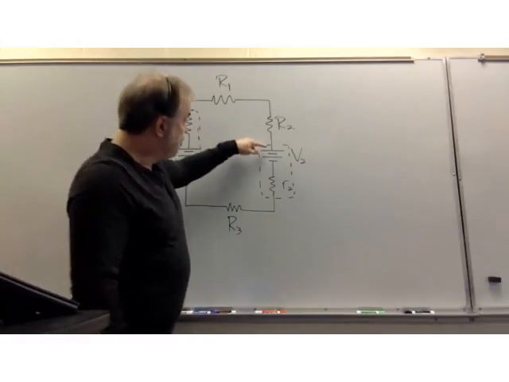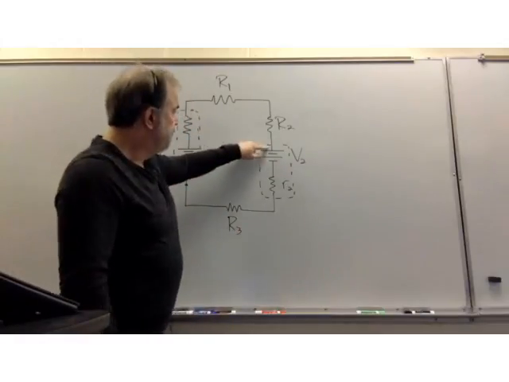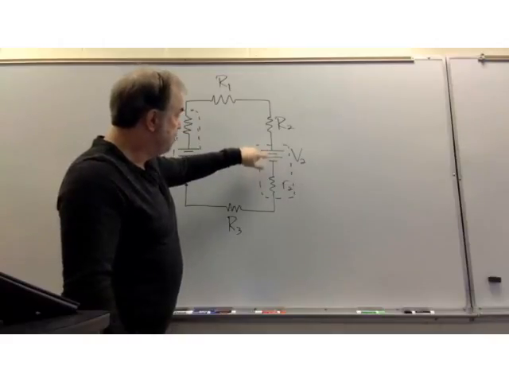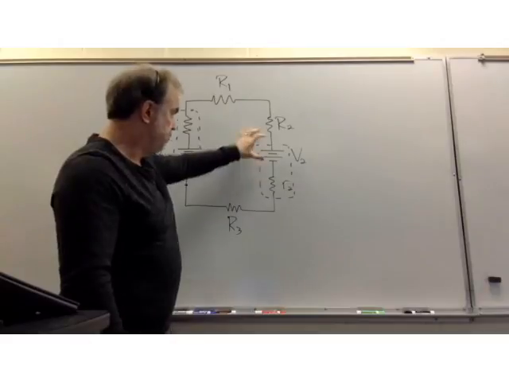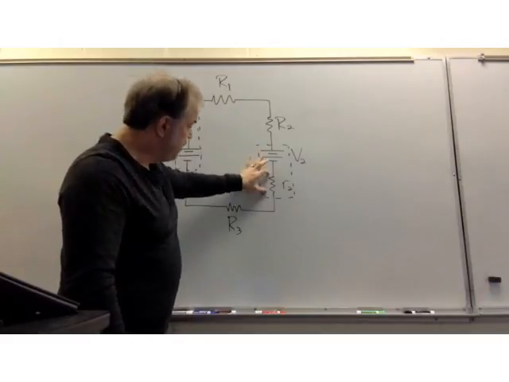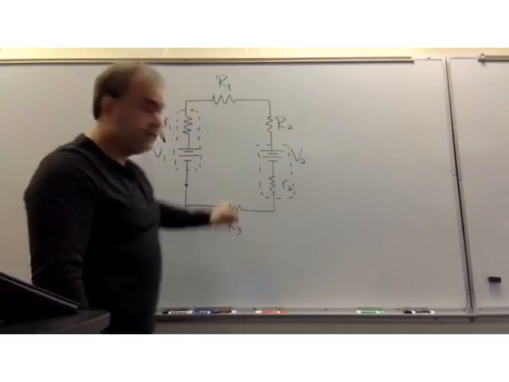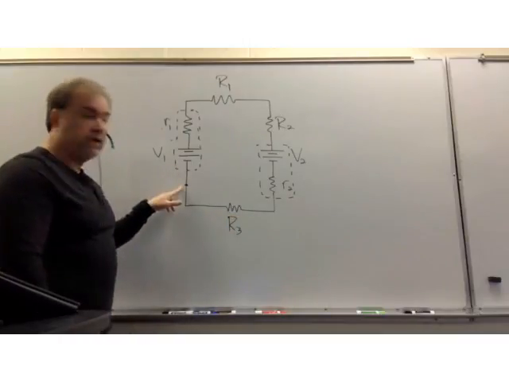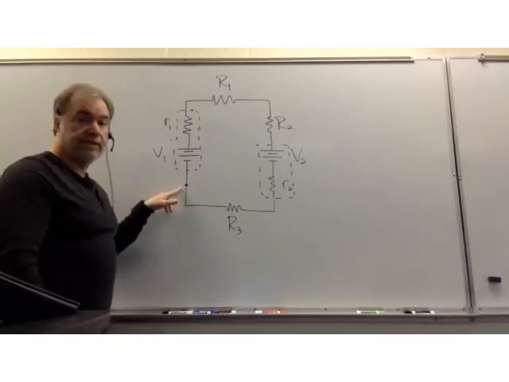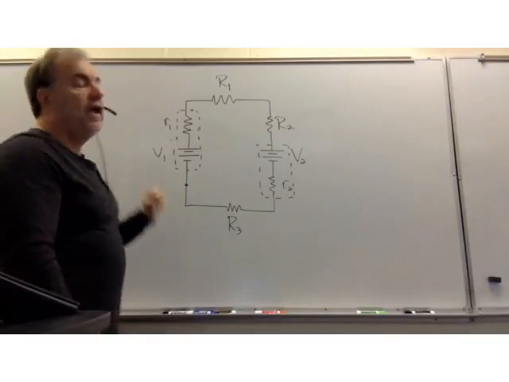In any case, our little charge here falls from a high potential V2 down to zero potential for V2, and so it's a loss of potential there. Yet another loss of potential across this internal resistance, another loss of potential across R3, and then finally it returns to its starting point, and that's the end of all the changes of potential.